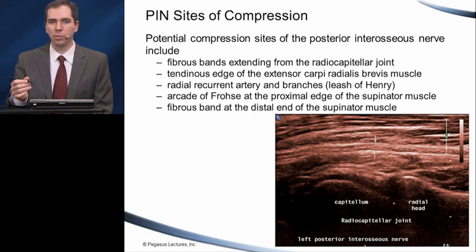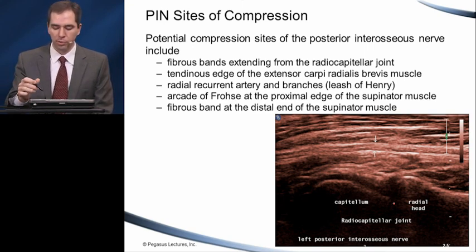There's something called the leash of Henry, which means that there are numerous branches of the radial recurrent artery that compress the posterior interosseous nerve. We can suggest the possibility of that with ultrasound, but it's difficult to determine. And then the arcade of Frohse at the proximal edge of the supinator muscle is the site that we typically are going to look for PIN compression. It's the most common location. And at the distal end of the supinator, there can be a fibrous band.